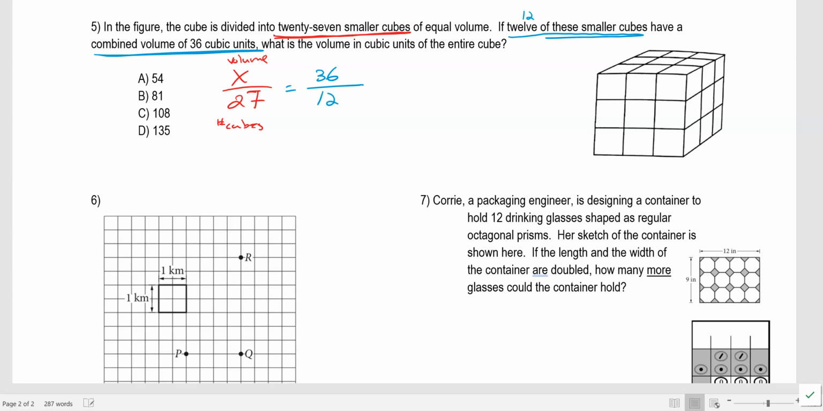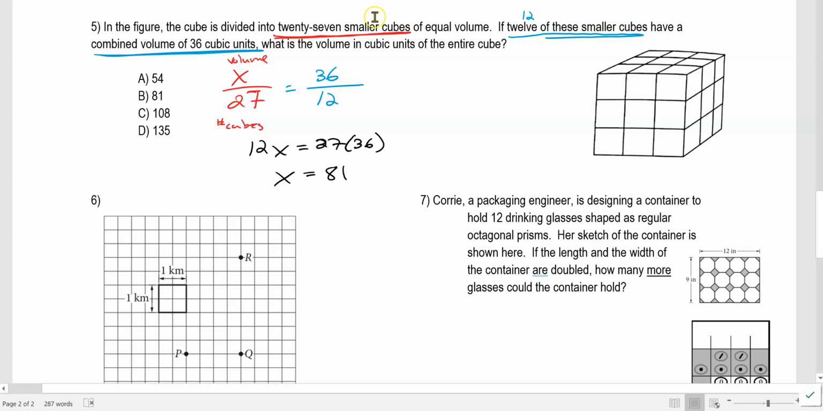There's 12 here. Okay, so once you have that set up, you just cross multiply and you're really good to go. So 12x equals 27 times 36. You can divide the 12 over, so you get x equals 81. All right, and then you're good to go. So you'll see this. The shape itself, the visual, doesn't help us in any way solve the problem. It's more about ratios and proportions in this case.